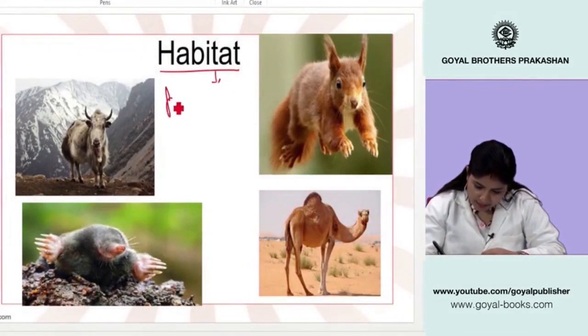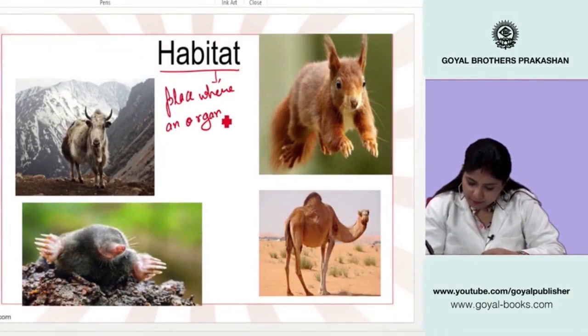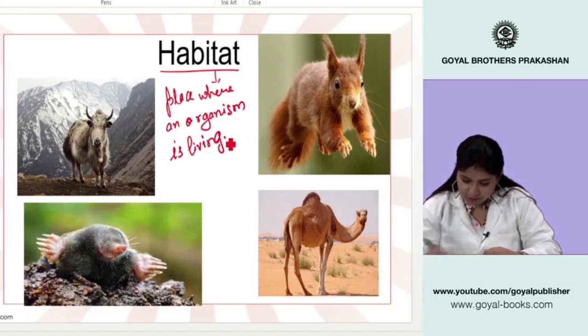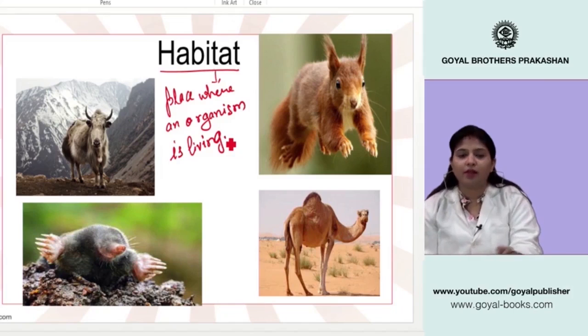Hi students, in this session we are going to talk about habitat and the different adaptations a particular organism has according to its habitat. First, let's understand what the term habitat means. The term habitat is the place where an organism is living. This is the place where an organism is living.